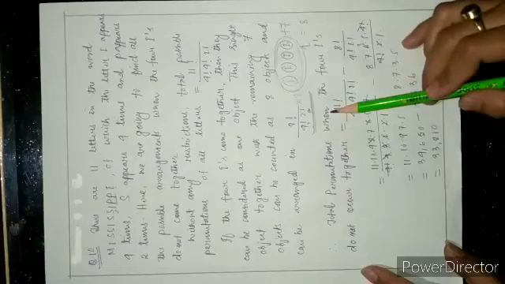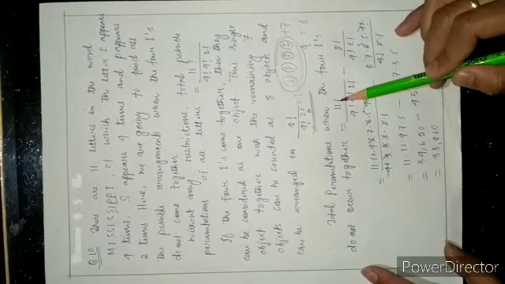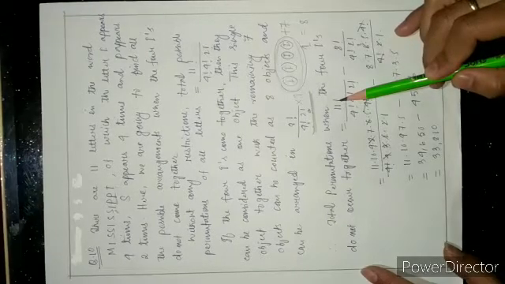Hence, the total permutations when the 4 I's do not occur together is equal to permutations of the letters in the word Mississippi without any restriction.